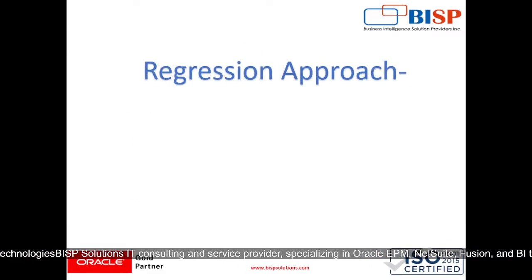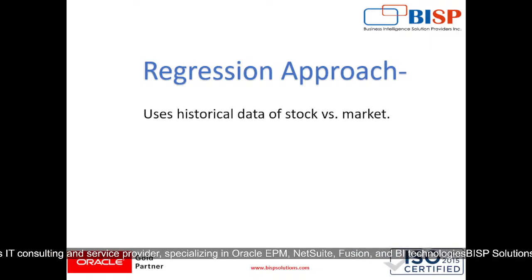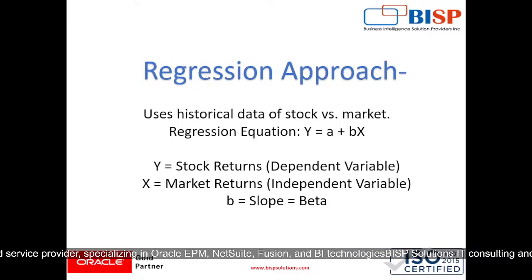So there are two ways to find beta. First is our regression approach, where we use historical data of stock versus market. For that, we will be calculating it by the formula y equals a plus bx. Here y is the stock returns, which is the dependent variable, market return is x, which is the independent variable, and b is our slope, which is beta.